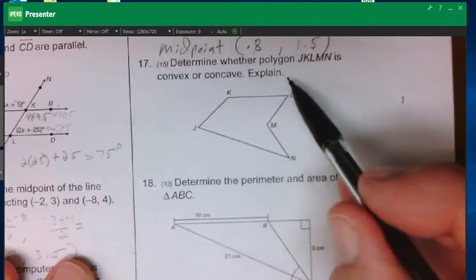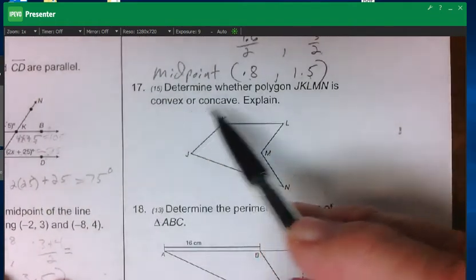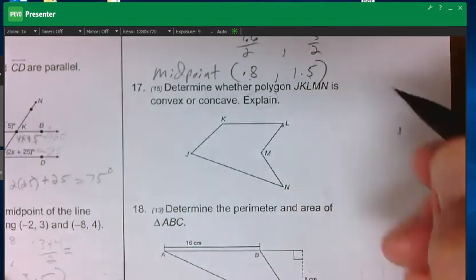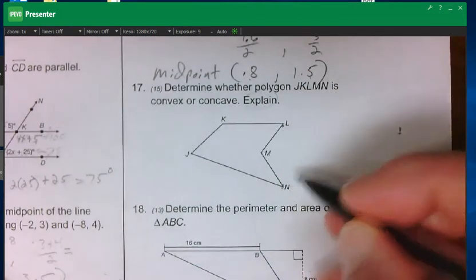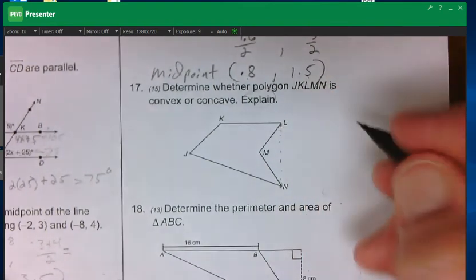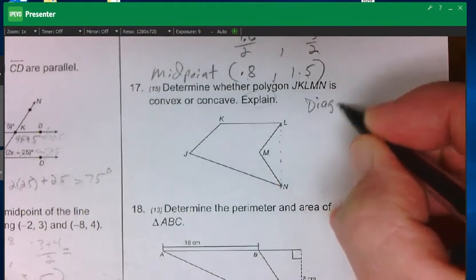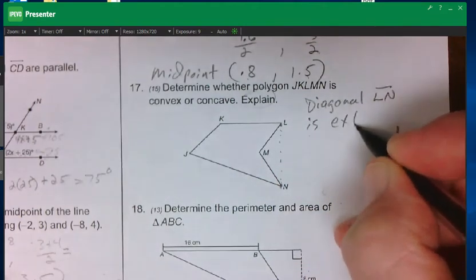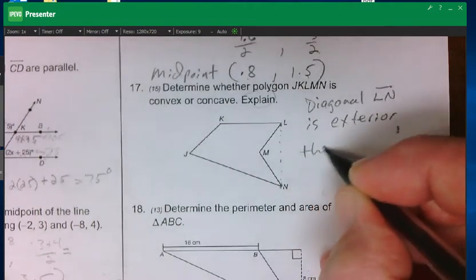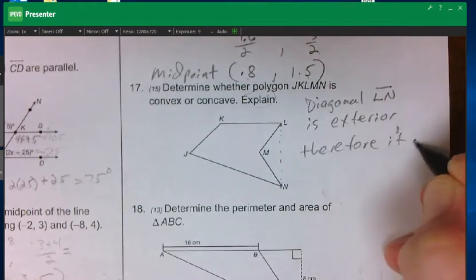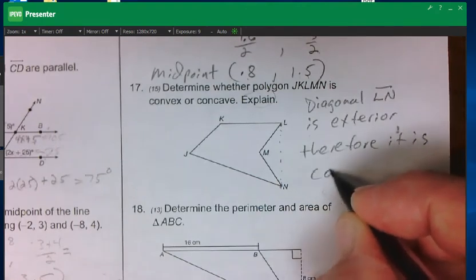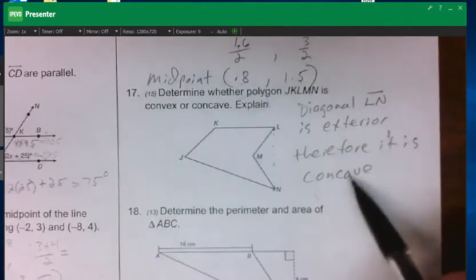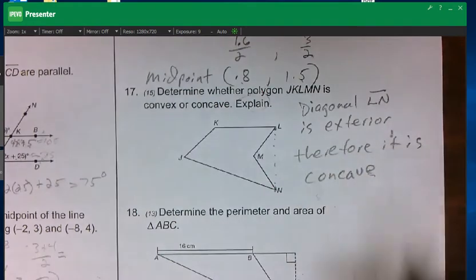We're to determine whether this polygon, JKLMN, is convex or concave, and then explain. Well, I know that this diagonal between the point L and N is on the exterior of the polygon, so diagonal LN, and it's a segment, is exterior. Therefore, it is concave. Now we can see the cave, but that's the reason why we can say it's officially concave, because it has a diagonal on the exterior.